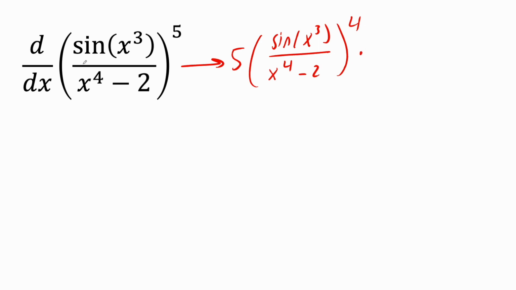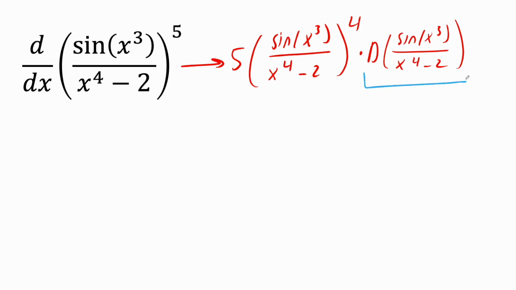Then we take the derivative of the inside piece. So we have d of sine x cubed divided by our denominator, which is x raised to 4 minus 2, close it. And so now we need to take the derivative of this piece, and this is going to involve the quotient rule. So the quotient rule is low d high minus high d low divided by the square of what's below. So I'm just going to put it off to the side right here. That's why I'm doing it in the same color.